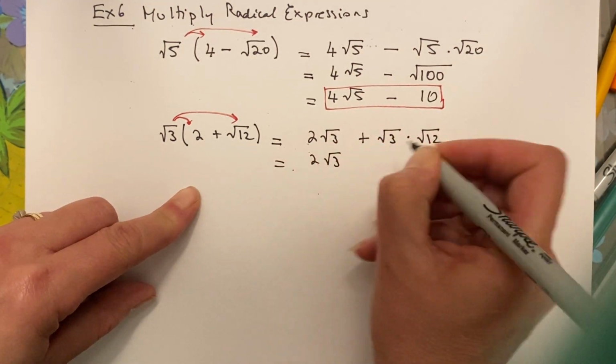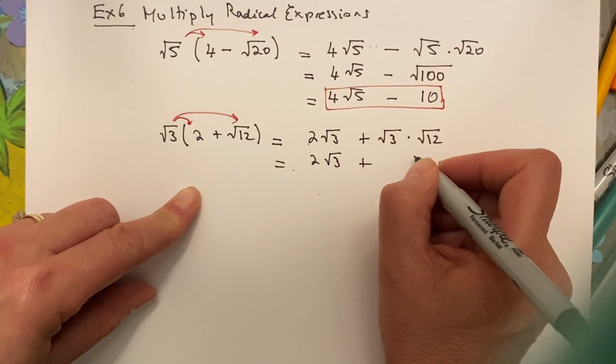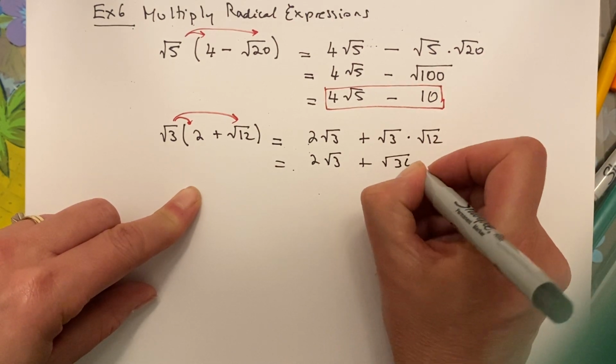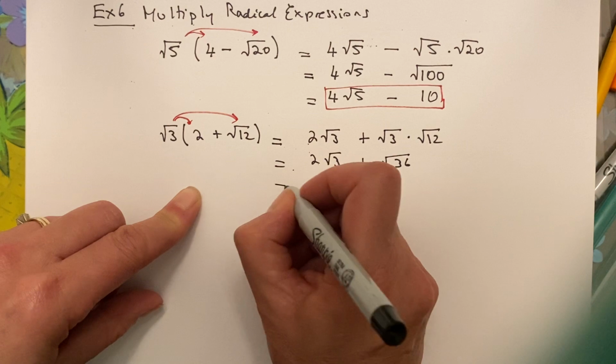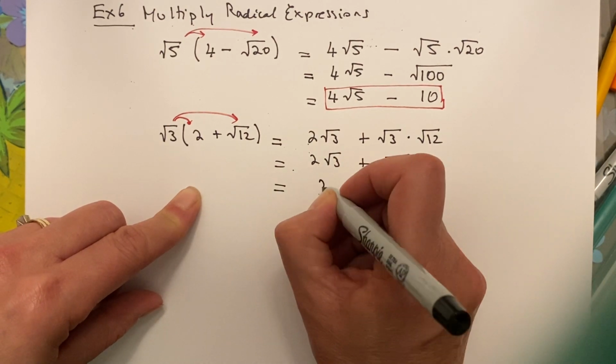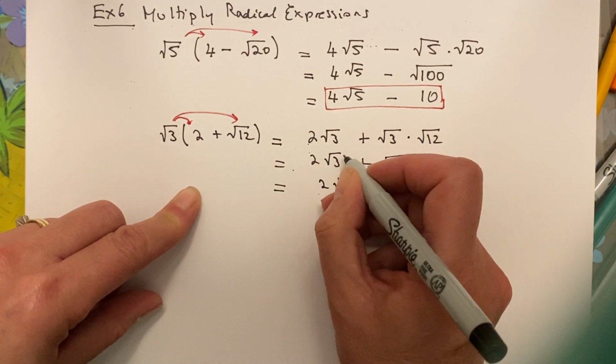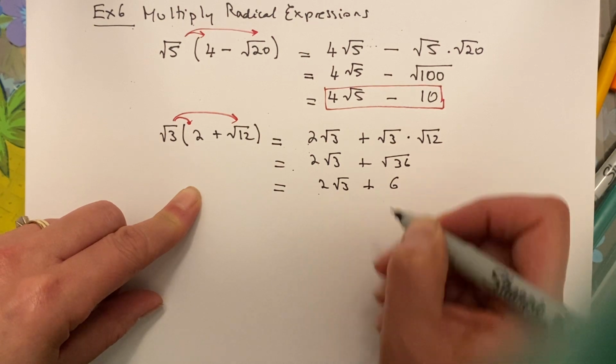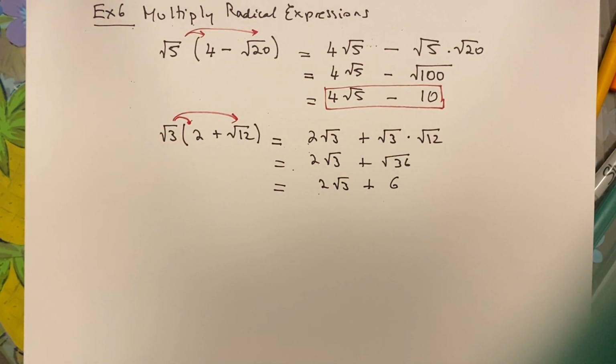2 square root of 3. The square root of 3 times the square root of 12 is going to give us the square root of 36. Square root of 36 we know is 6. And we still leave the 2 square root of 3 as is. So we end up with 2 square root of 3 plus 6.